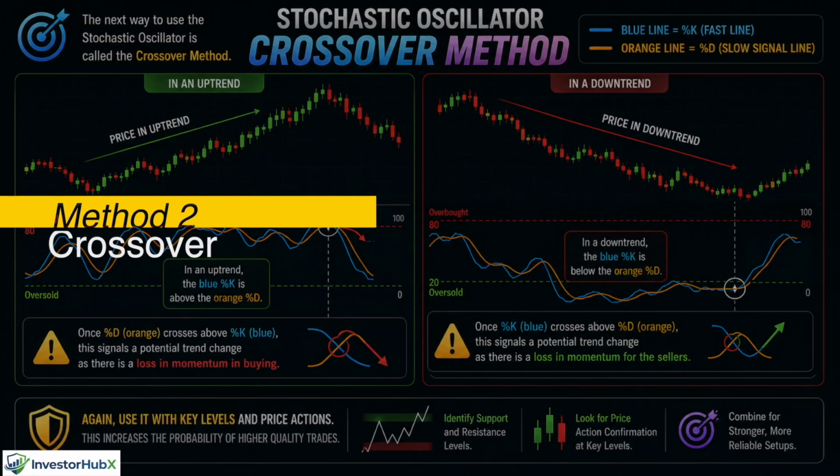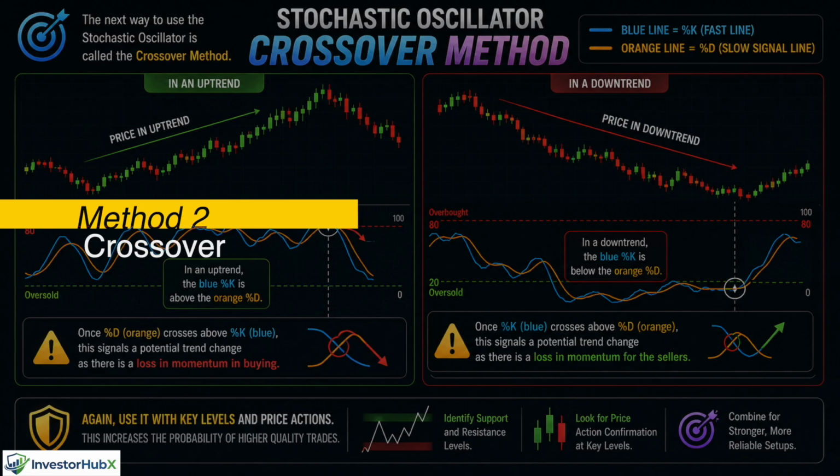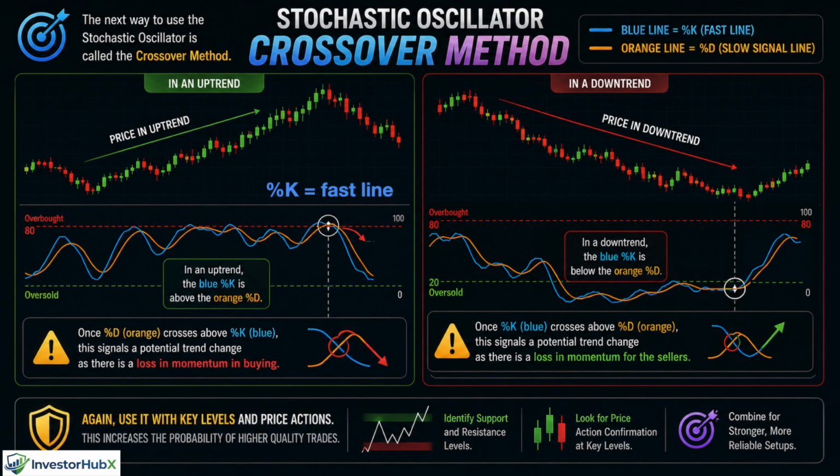The next way to use the stochastic oscillator is called the crossover method. The blue line is called %K, which is the fast line. The orange line is called %D, which is the slow signal line. In an uptrend, the blue %K line is generally above the orange %D line, showing stronger bullish momentum. Once the blue %K line crosses below the orange %D line, this creates a bearish crossover. This signals a potential trend change because buying momentum may be weakening.